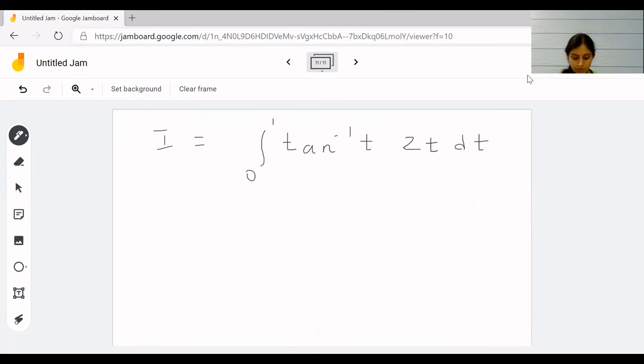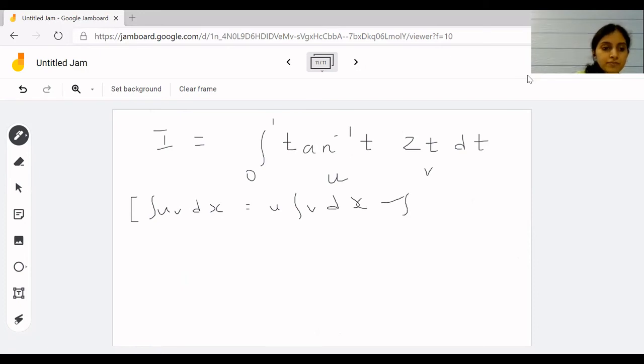So we can take 2 common. We can use the function as u v dx and do the integration by parts. We're calling tan inverse as u and 2t as v. So we're going to use the formula: integral u v dx is equal to u times integral v dx minus integration of d by dx of u times integral v dx, dx. This formula we'll be using.